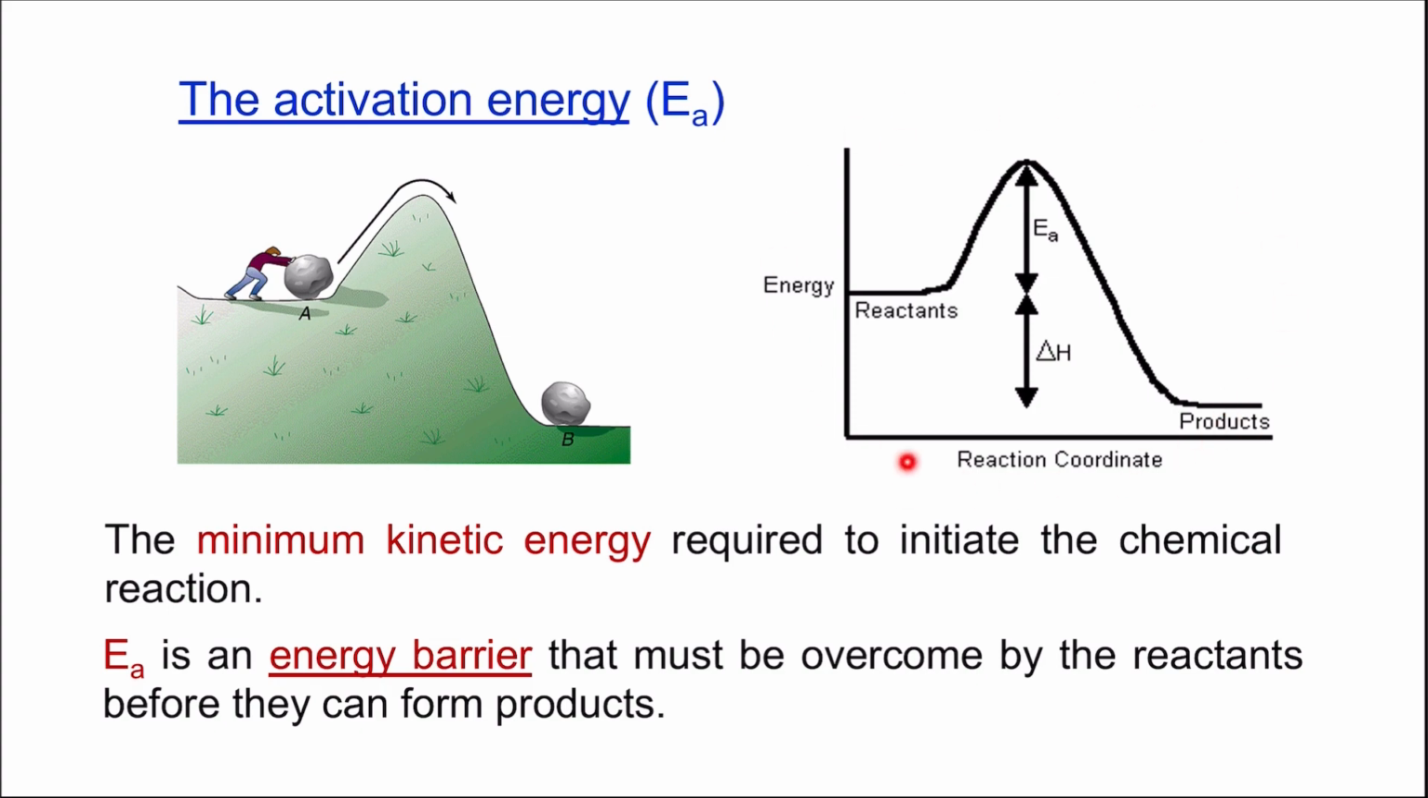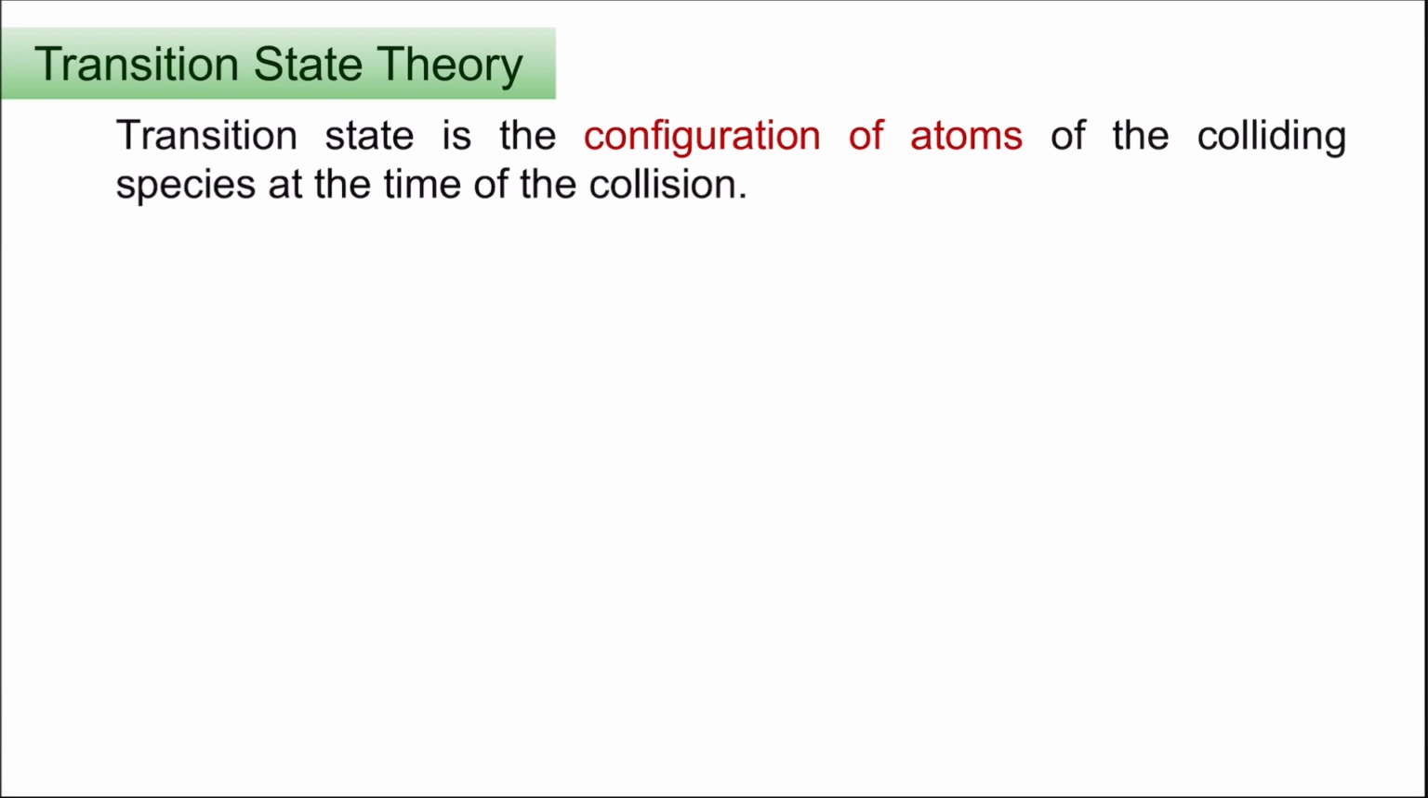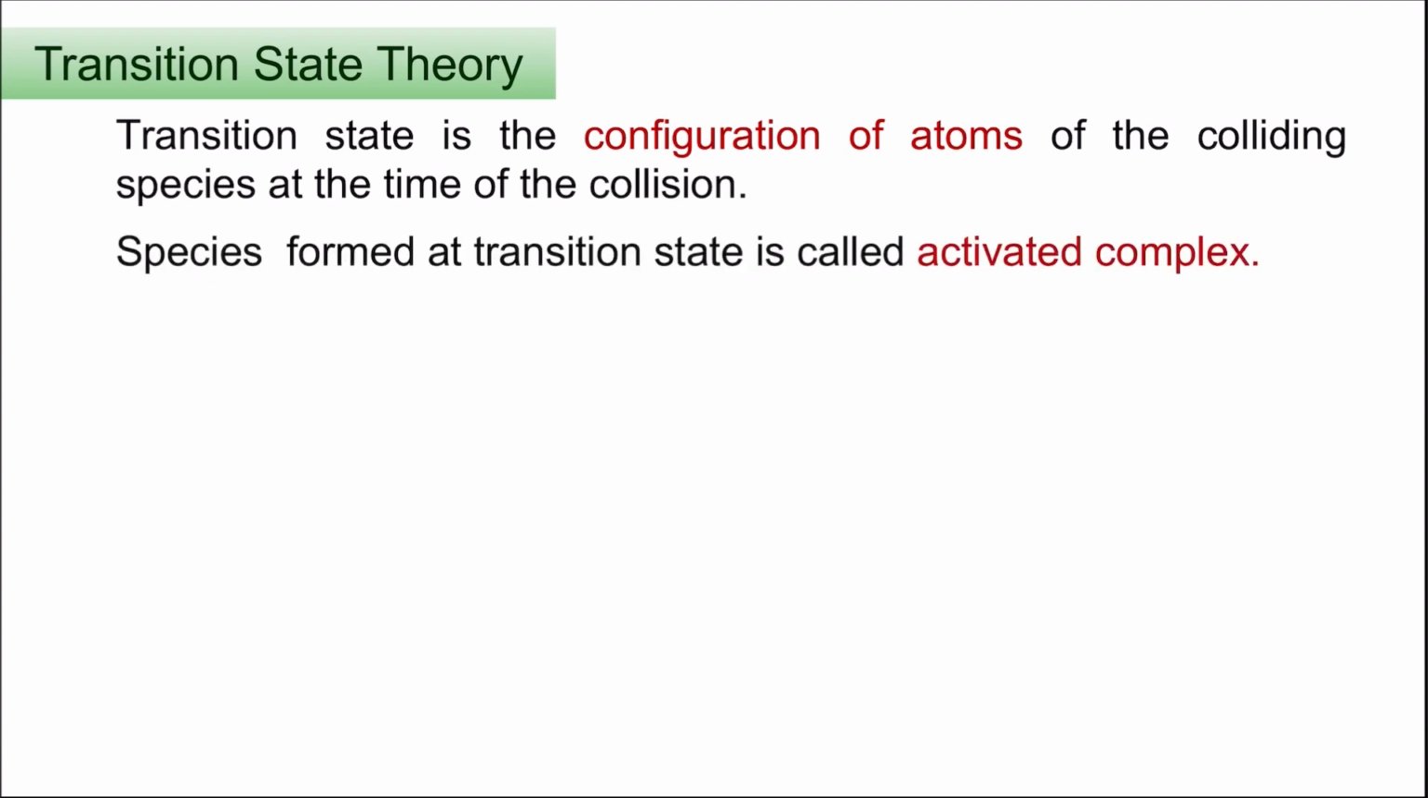Dan cara yang mudah for us to illustrate the activation energy is by using energy profile diagram. Just like this diagram. So, dalam bahagian collision, kita akan belajar juga tentang transition state theory. Transition state itu is the configuration of atoms of the colliding species at the time of the collision. Maknanya waktu dua reaktan ataupun species yang collide with one another, saat itu yang kita panggil sebagai transition state. Waktu dia collide with one another. Dan species formed at this transition state is what we call as activated complex.